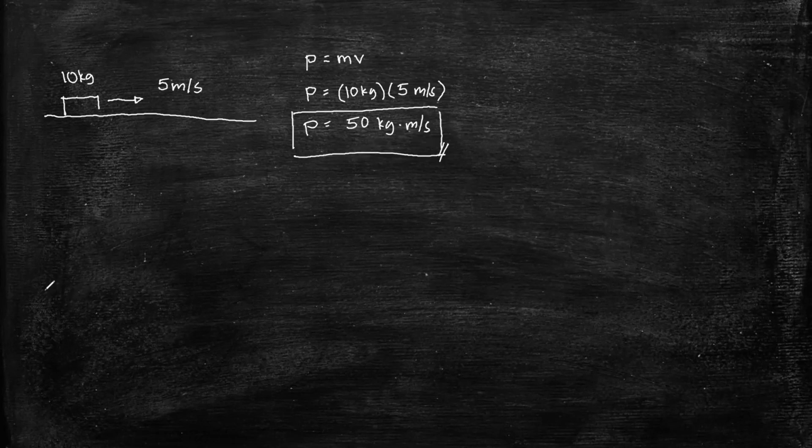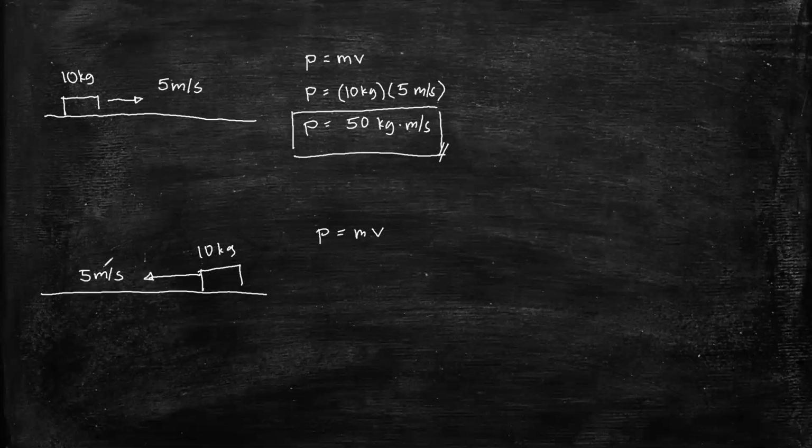Another example, let's say this time our 10 kilogram object is being moved toward the west at a speed of 5 meters per second. So we're looking for, again, the momentum, which is equal to mass times velocity. But take note of this one. Our 5 meters per second is the value of our velocity, and velocity is a vector quantity. Thus, we should have a negative 5 meters per second.